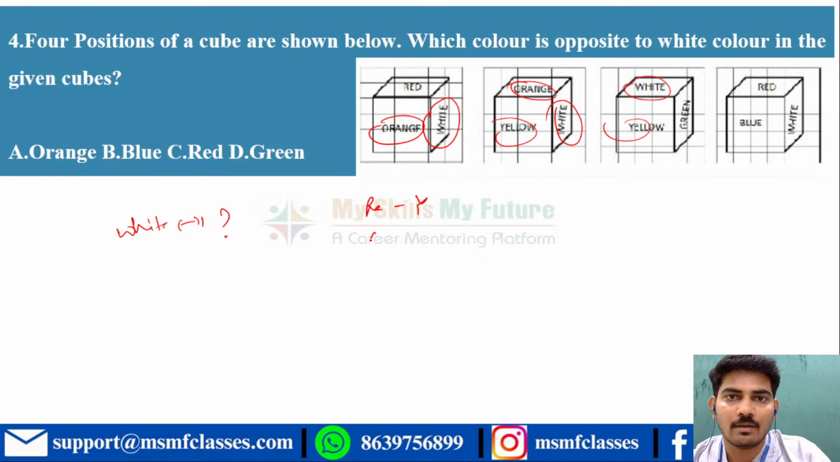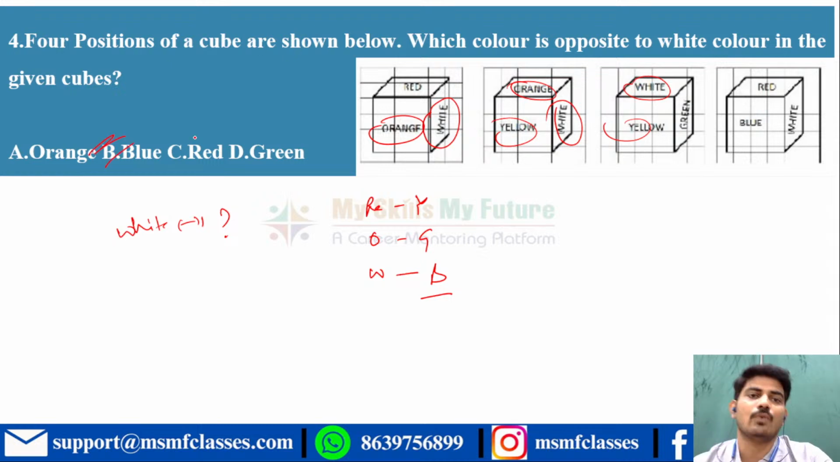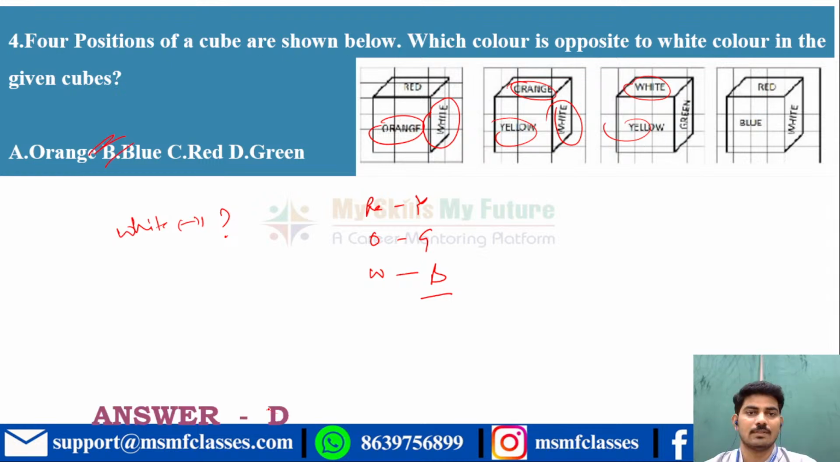So which ones are left among the given colors? White was left and one more color, blue, was left here. So which one is opposite to white? Blue was opposite to white here. So option B was the correct one here.